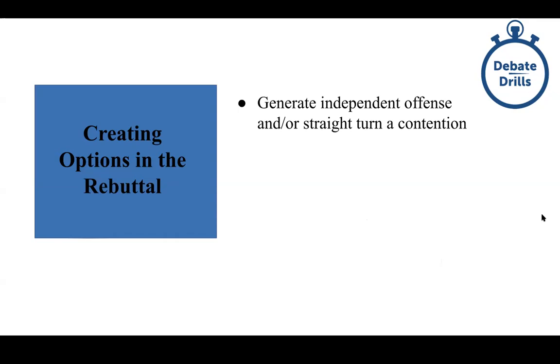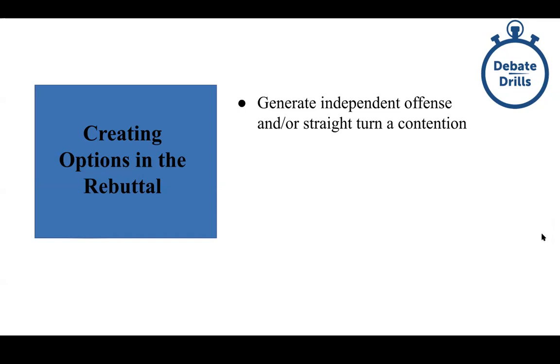So besides generating independent offense with DAs and advantages, you can also straight turn a contention to give yourself an option. Straight turning a contention means that the only responses that you're giving to that contention are turns, right? So if somebody's reading the contention about how they increase foreign direct investment, and all of my responses were, okay, fine, you increase foreign direct investment, but foreign direct investment is actually a bad thing, that would be impact turning an argument. And as long as I'm not reading defense that they could then concede to kick out of those turns, that would be straight turning the contention.